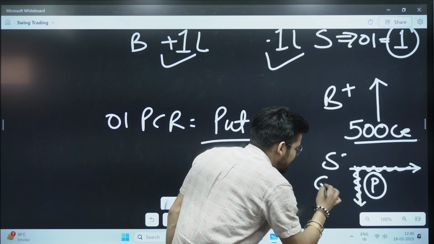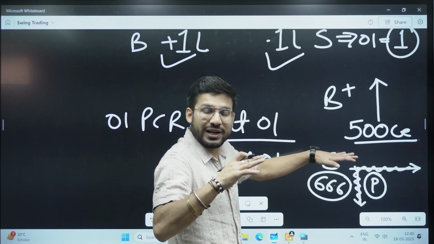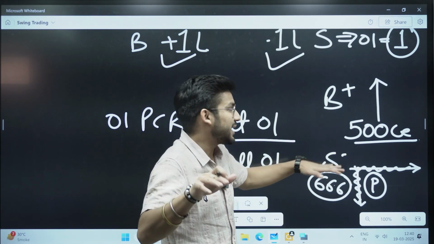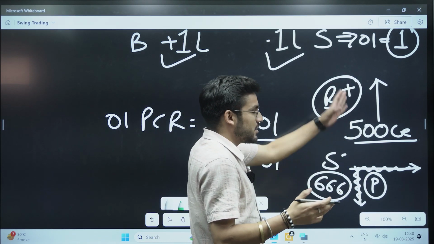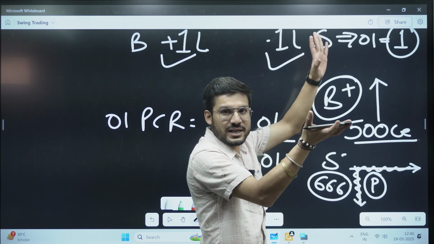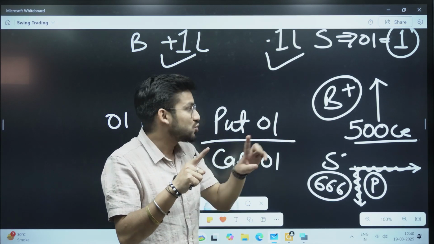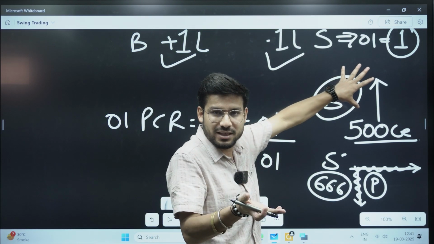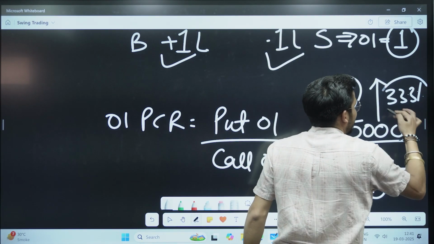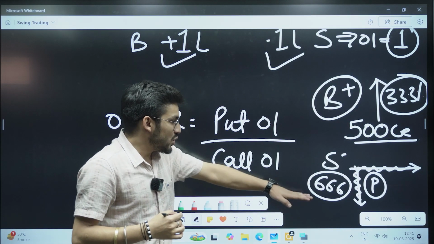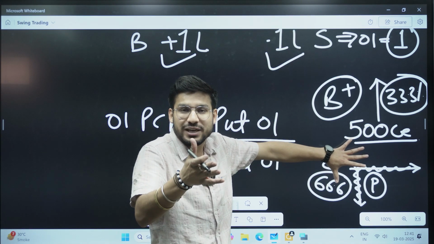So 66.6% is the probability of a seller to remain profitable, right? Similarly, if I'm a buyer, what is my probability? There are three directions: the positive direction, negative direction, and sideways. Out of these three directions, I am getting profit only in one direction. So the probability of a buyer to make money in the market is only 33.3%. So now you can see the seller has more probability to remain profitable.